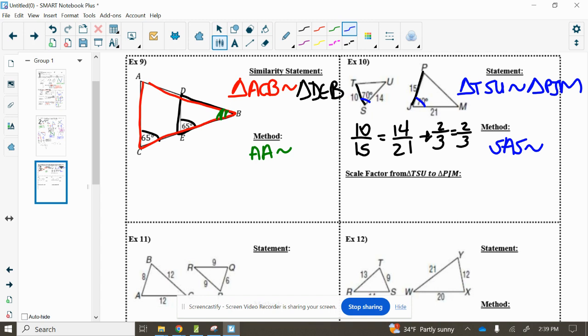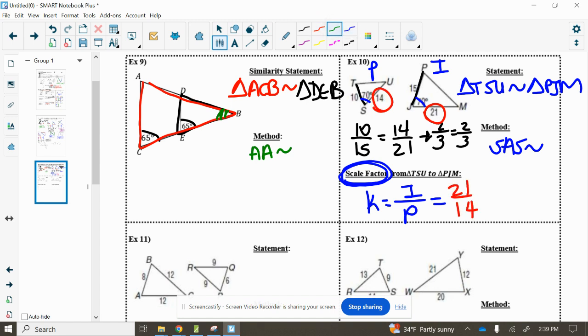Now, reminder, there is a difference when they're actually specifically asking you for the scale factor from our pre-image to our image. Remember, scale factor would be your image divided by your pre-image value. So again, take one of those pairs of corresponding sides, whether it be 21 over 14, or you could have said 15 over 10. But either way, that should reduce to be 3 over 2. So again, it doesn't really matter when you're checking, but when they specifically ask you for a scale factor, that's when that order would matter.